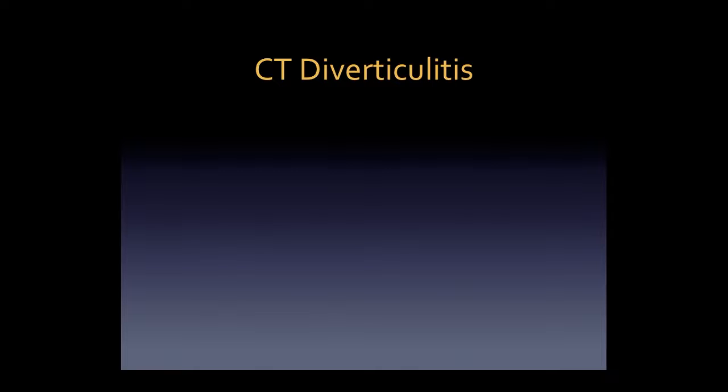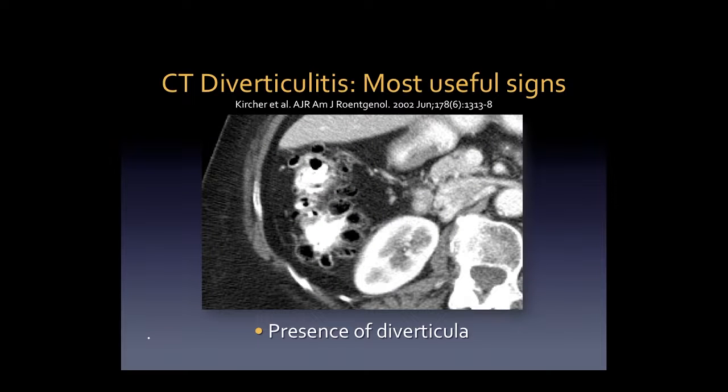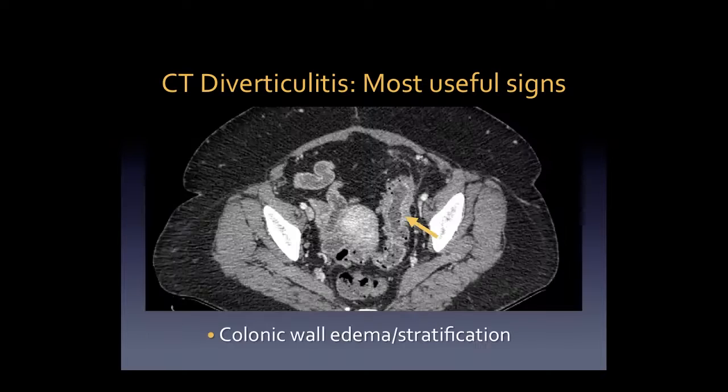Okay, so the next topic that we're going to discuss is CT of diverticulitis, kind of a variant of colitis. I'm going to start with CT signs, talk a little bit about complications, and then a few pitfalls in making the diagnosis. So the most useful signs of diverticulitis, it sounds silly, but the first is the presence of diverticula. If you don't have diverticula, it's sort of hard to make a confident diagnosis of diverticulitis. So first look for that.